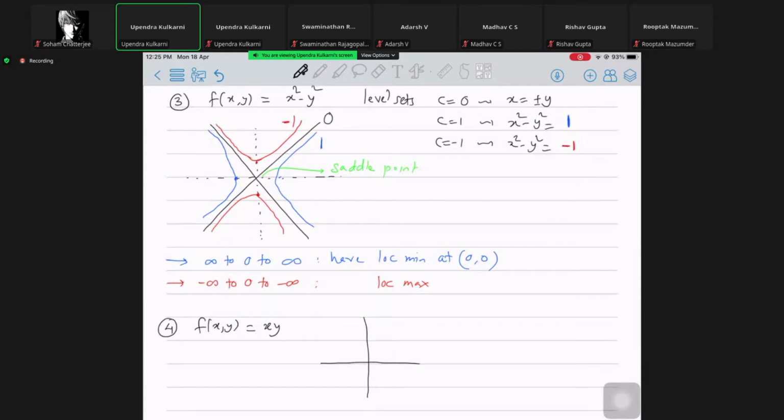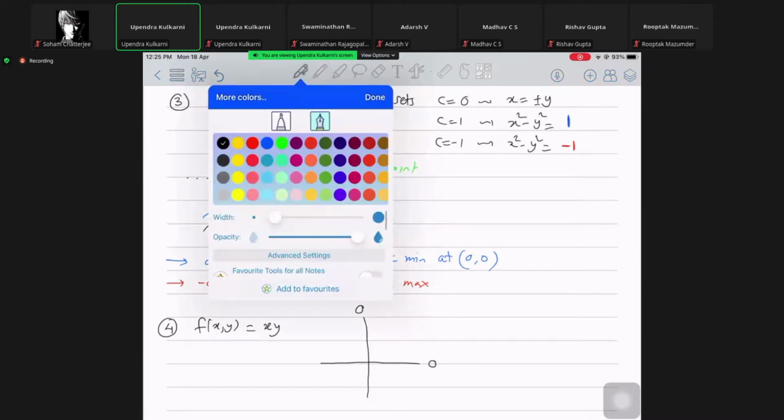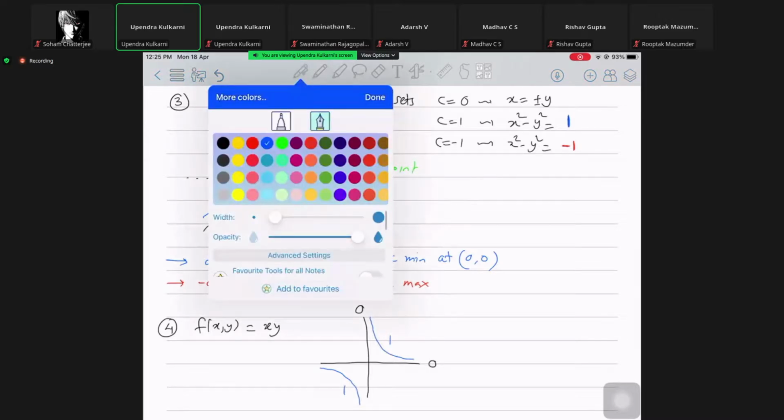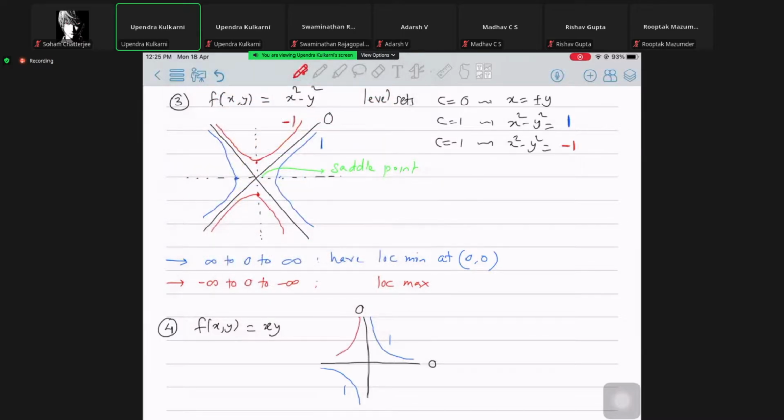Now that itself is a level curve, right? Namely 0. But then if I take 1, then I get the usual hyperbola, right? So this is for 1, xy is equal to 1. And if I take larger and larger values, then it will move away from the origin in both directions. And if I go with -1, then I get this.